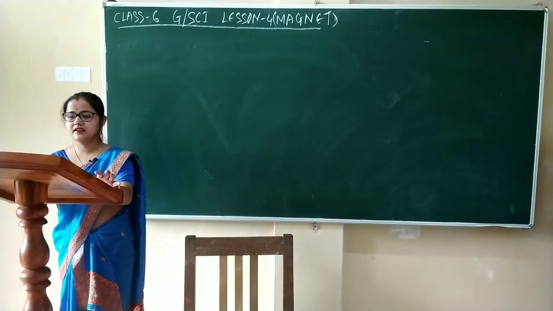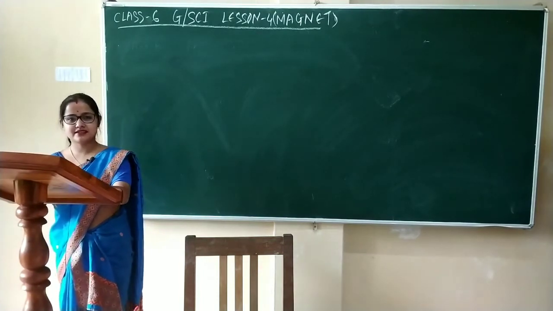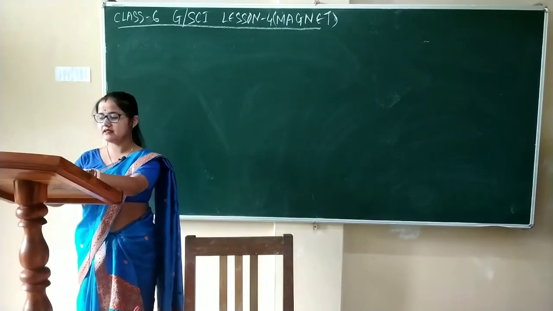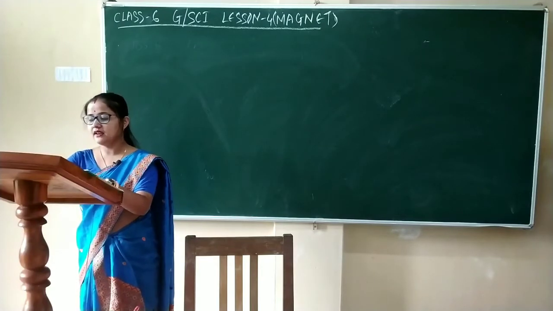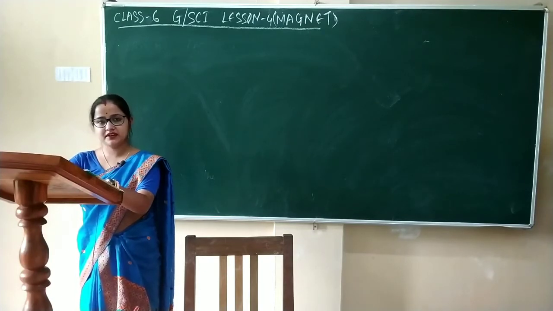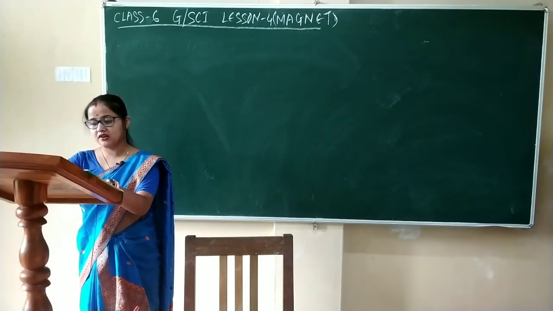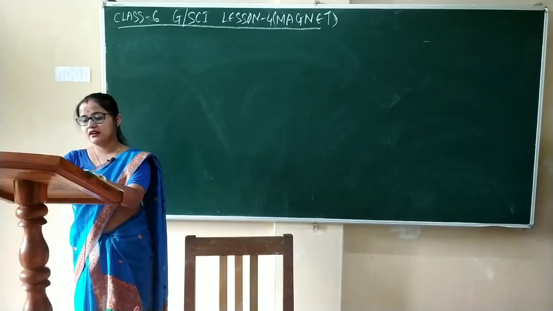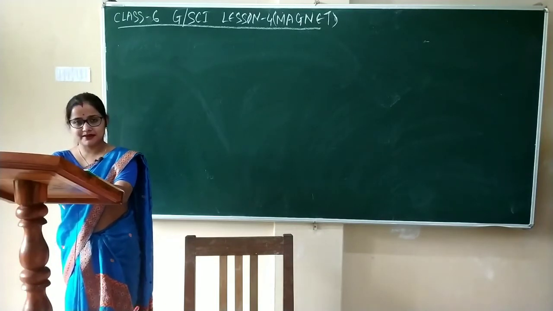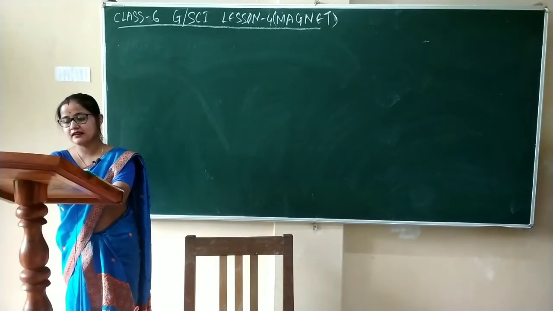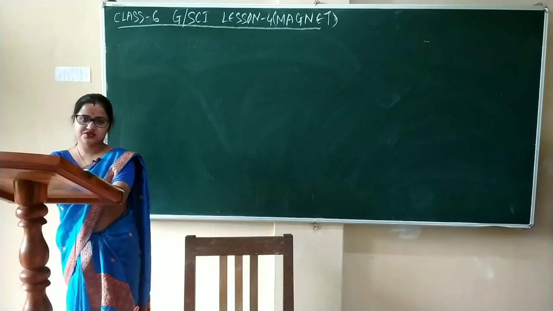Hello students, today's video is for class 6 and the name of the chapter is Magnet. Lesson number 4. Now see, we know that a magnet attracts certain things, okay? A device called compass is used to know direction. Now we will learn magnetic materials, temporary magnets, uses of magnets, properties of magnets, care of magnet, electric switch.